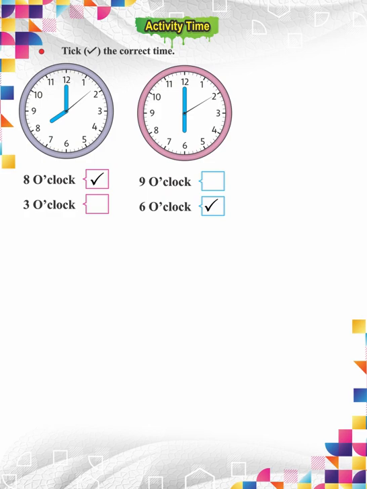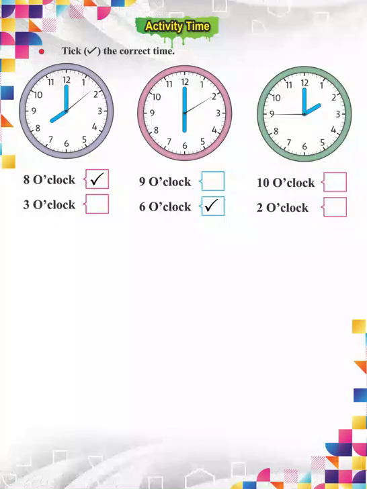From left to right in the third wall clock, the hour hand is at 2, while the minute hand is at 12. It is 2 o'clock. Tick 2 o'clock under the third wall clock.